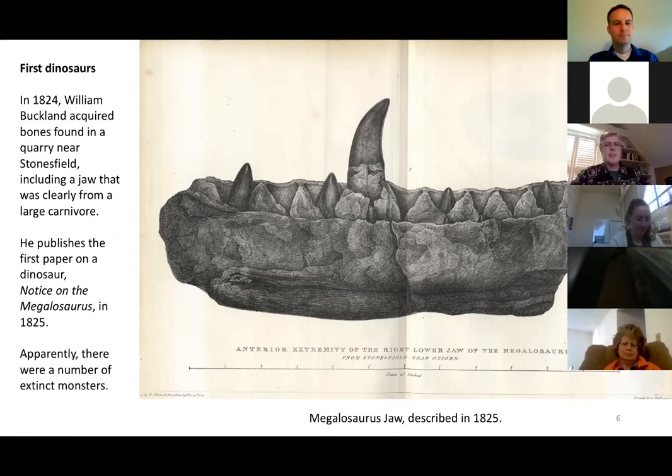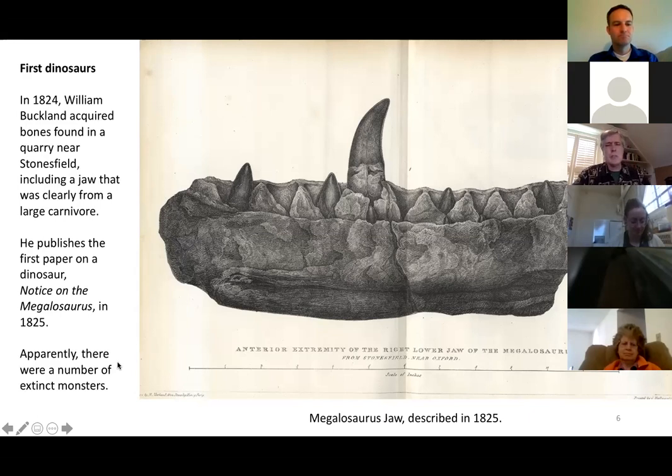Interestingly enough, it's not the first depiction of a dinosaur bone to appear in a book. In Robert Plot's book, The Natural History of Oxfordshire in 1677, there is actually a picture of a dinosaur bone, but they didn't know what it was and they thought it was the femur from a biblical giant. It does turn out, coincidentally, that it was in fact a femur from a Megalosaurus, no less.